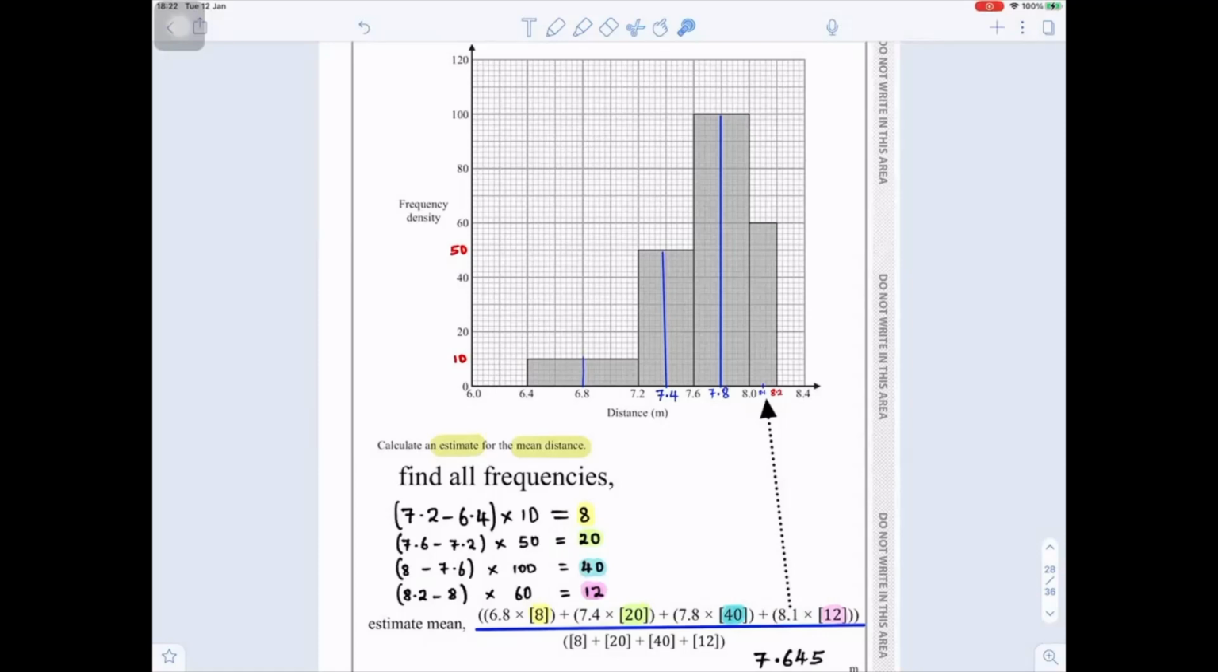So remember, you work out the area of each of these rectangular bars to get the frequency, and the area is the length times the width, or the class width times the frequency density. And then when we want to estimate the mean, we choose the value in the middle. Add the two numbers at the ends, divide by 2. I represent them with that blue line. The blue lines there represent the middle value.